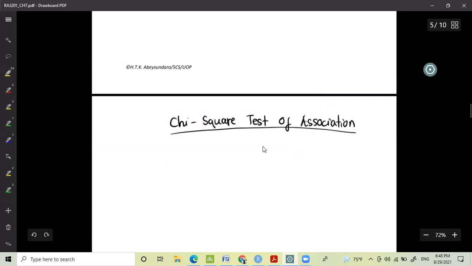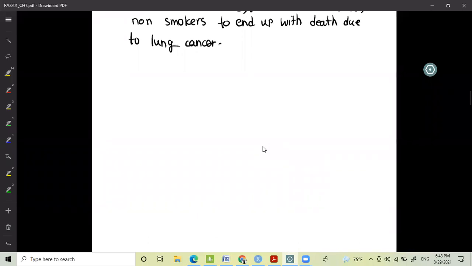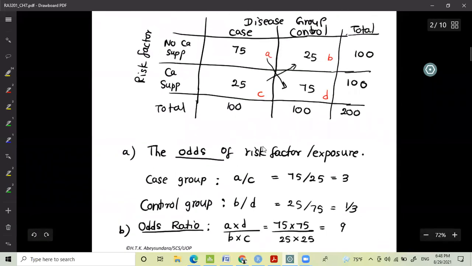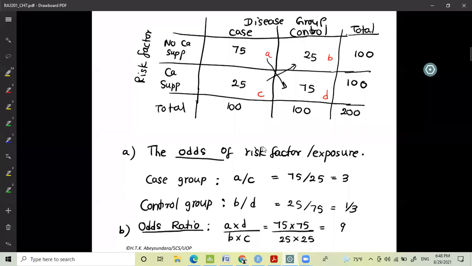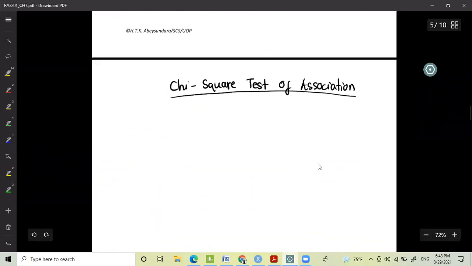Now let's go back to our same example, the cancer and the calcium supplement one. What we are going to do is test whether there is an association between the two variables or not. So our hypothesis will be there is an association.